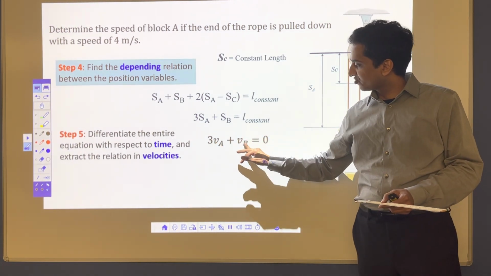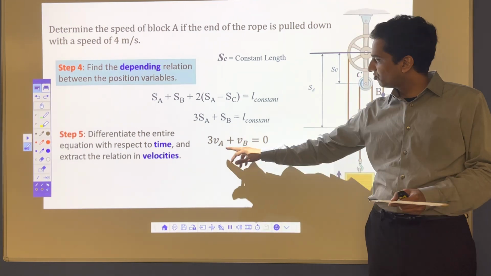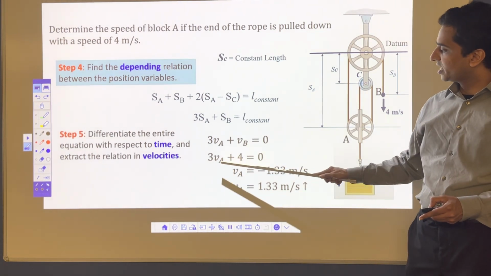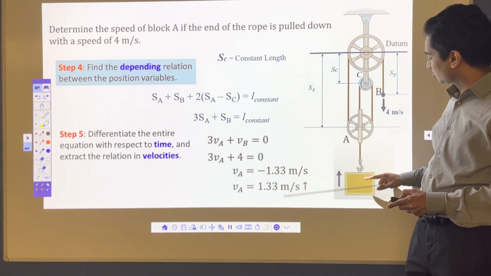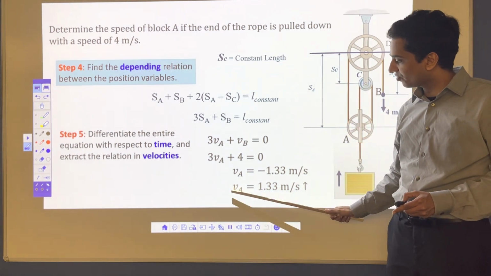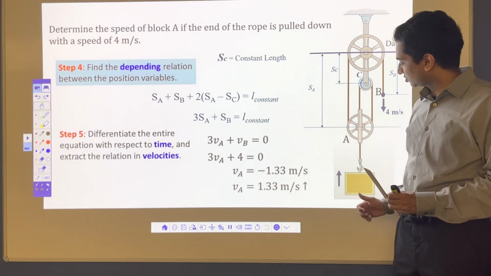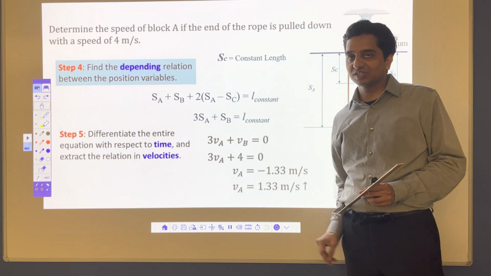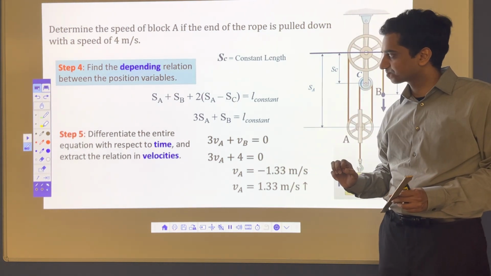So VB is positive 4 here, VA will become 4 by 3, and that will be negative, minus 1.33 meters per second. So that's the answer you are going to get, or VA is 1.33 meter per second upward. That's the velocity of A. Again, the most important part of this problem is to get this equation right. If you get that, you can solve this problem. It's very easy.